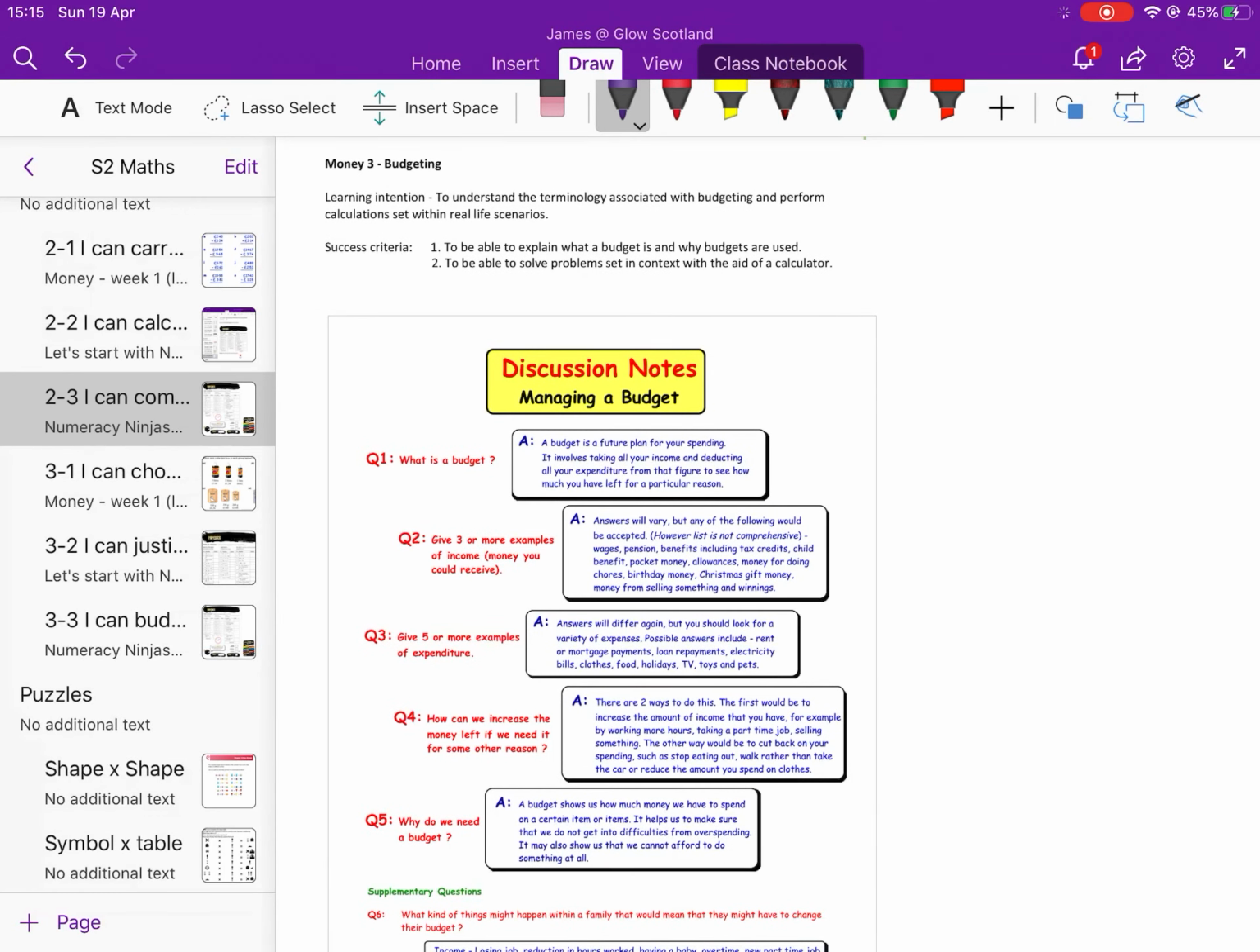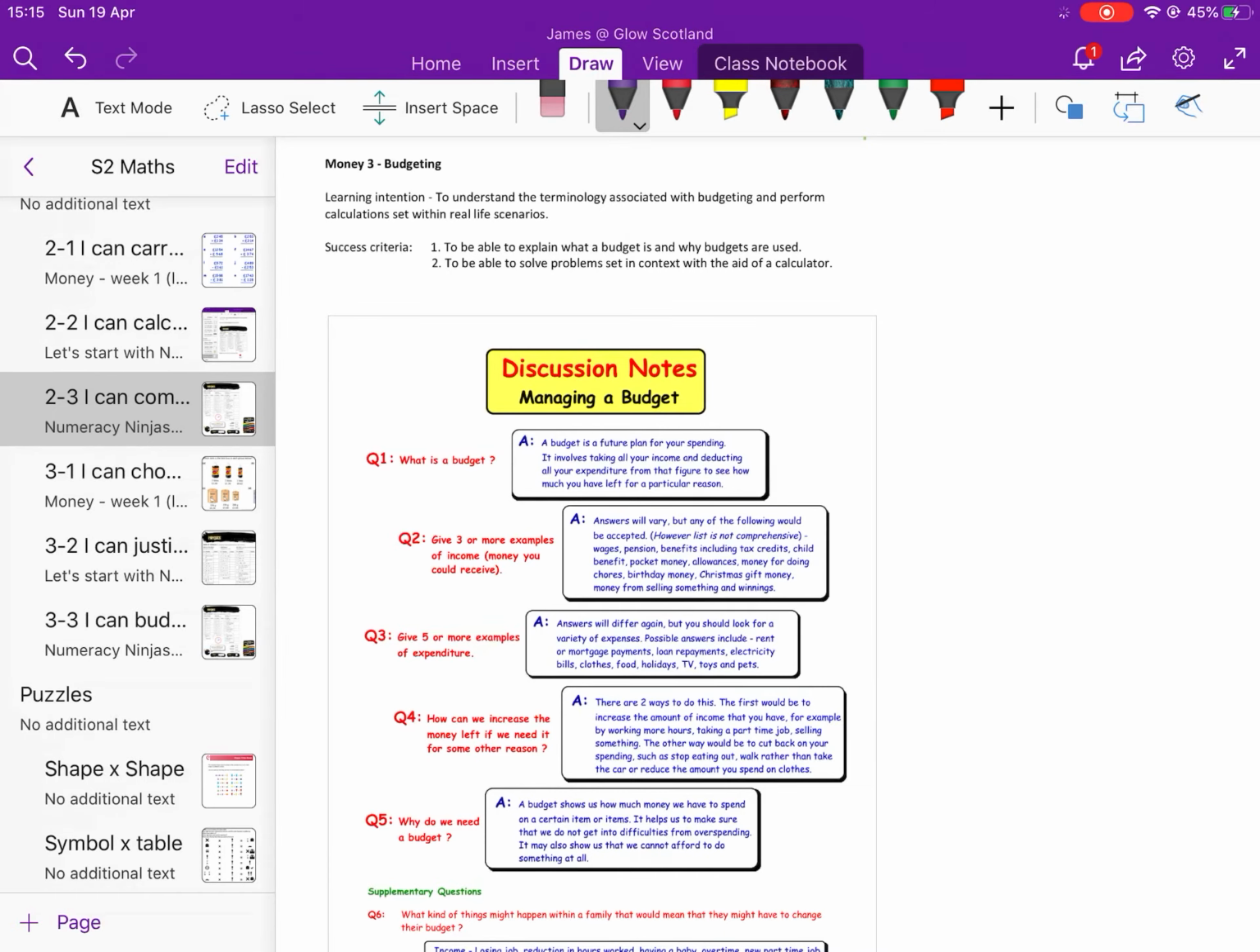It's all about budgeting. Our learning intention is to understand the terminology associated with budgeting and perform some calculations set within real life scenarios. So the success criteria is to be able to explain what a budget is and why budgets are used, and we're going to solve some problems set in context with the aid of a calculator. So you can use a calculator for all the questions that come later.